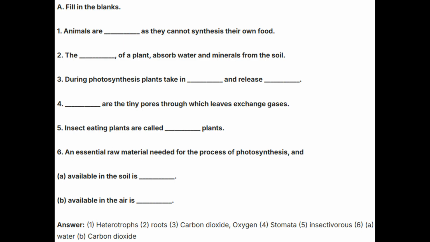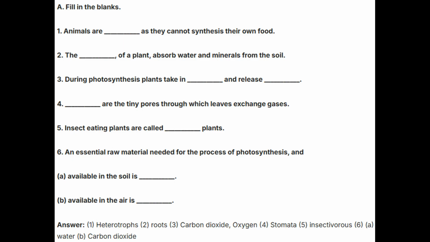Animals are heterotrophs as they cannot synthesize their own food. Second, the roots of plant absorb water and minerals from the soil. Third, during photosynthesis, plants take in carbon dioxide and release oxygen. Fourth, stomata are the tiny pores through which leaves exchange gases. Fifth, insect-eating plants are called insectivorous plants.